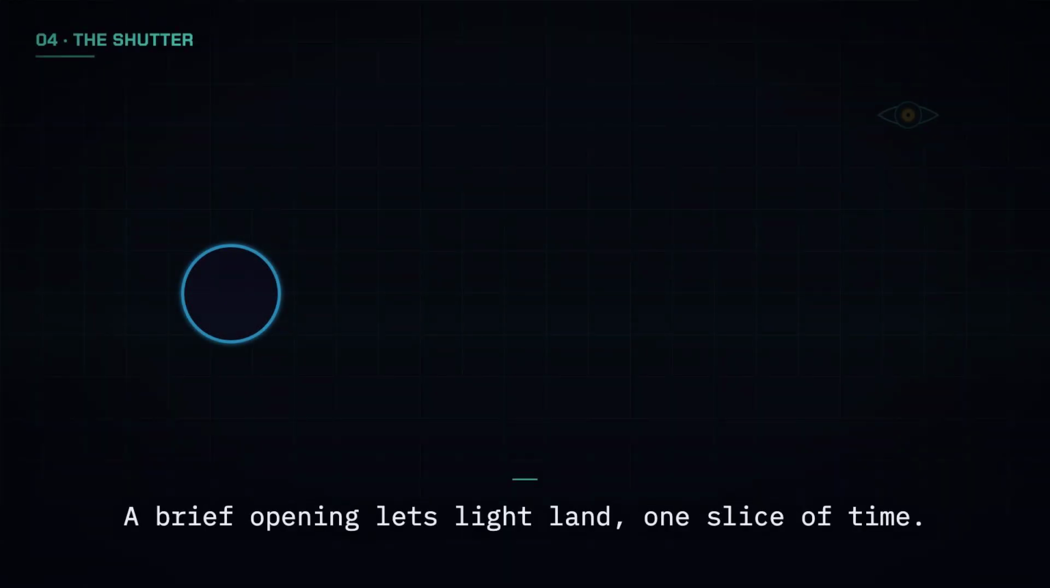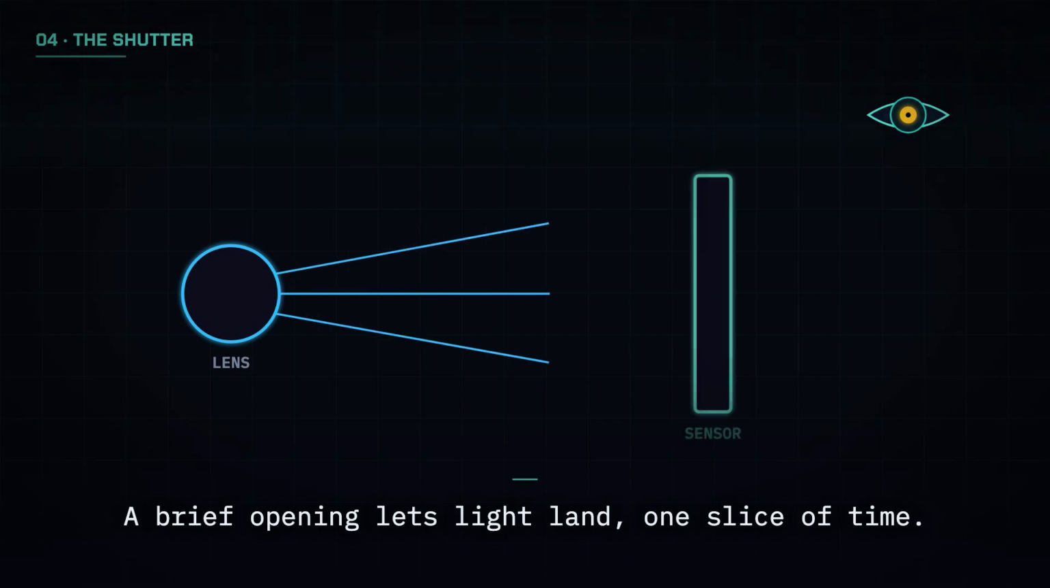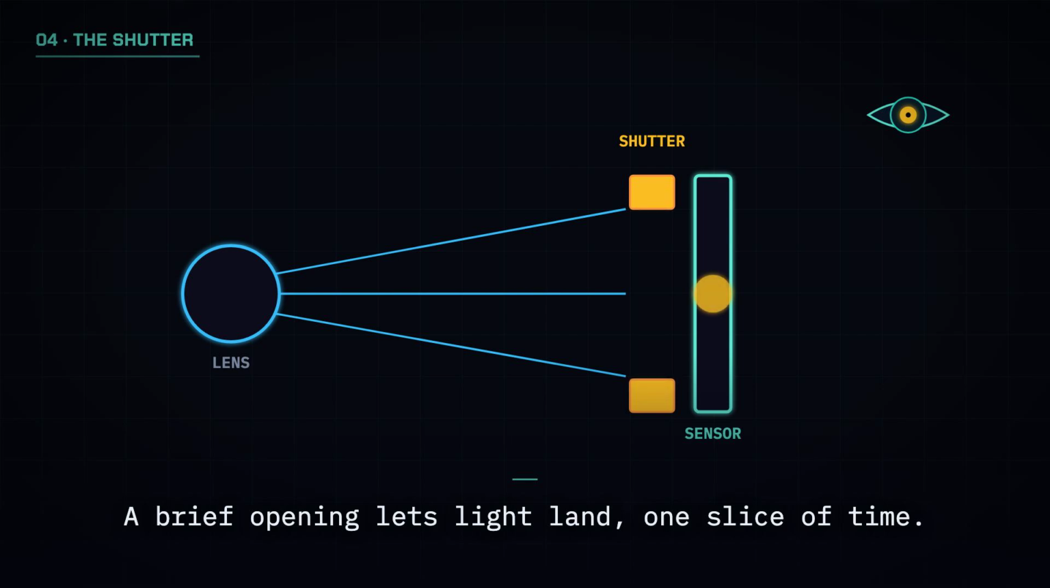Light is aimed and measured. Now we slice time. A shutter sits just in front of the sensor, normally closed, holding the dark. When you press the button, it snaps open, then shut. That gap might last 1/200th of a second. In that sliver, light is allowed to land. Open it longer, and motion smears across the frame. Open it for an instant, and a hummingbird's wings freeze in the air. The photo is one thin slice of time.